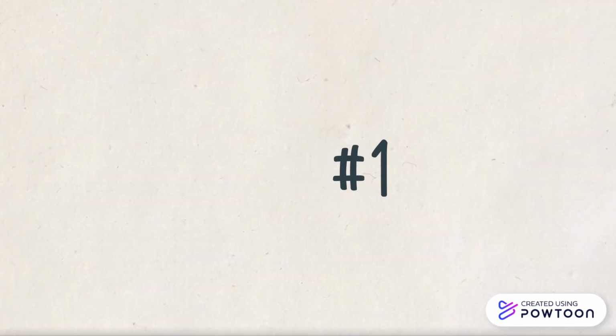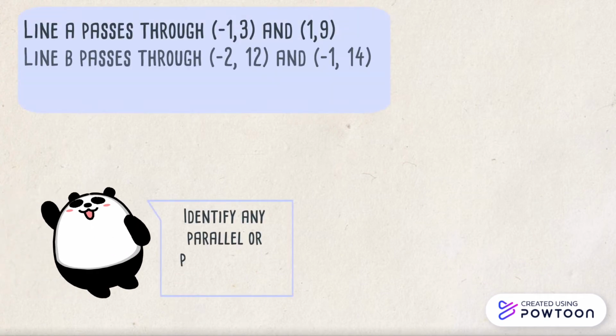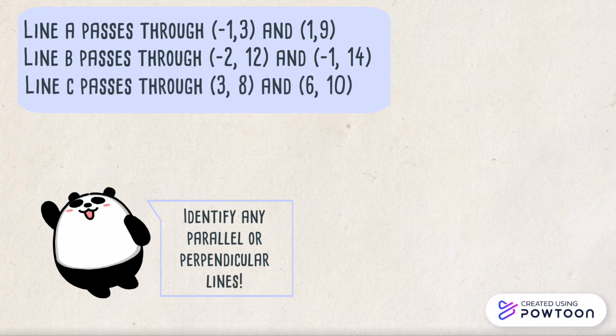Number 1, line A passes through (-1, 3) and (1, 9). Line B passes through (-2, 12) and (-1, 14). And line C passes through (3, 8) and (6, 10). Here we just need to identify any parallel or perpendicular lines. This isn't a lot of information, but it's all we need.